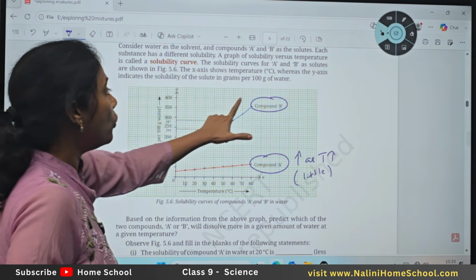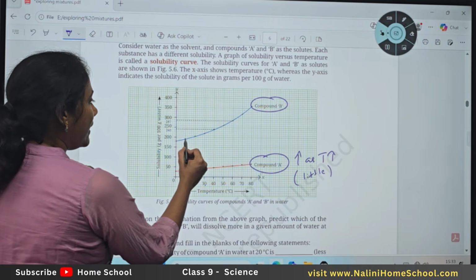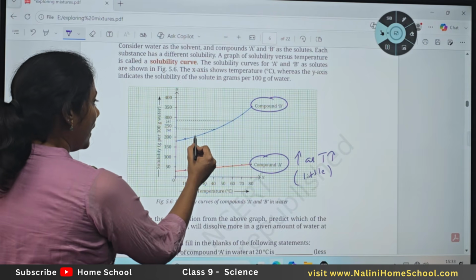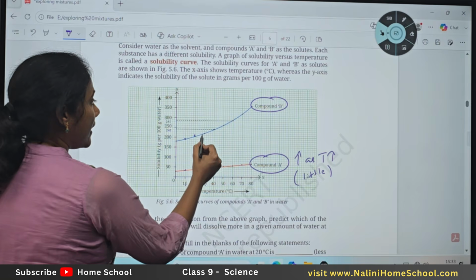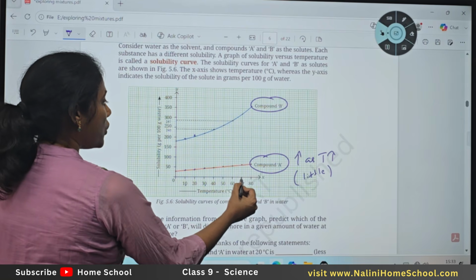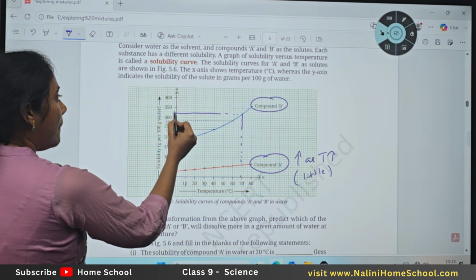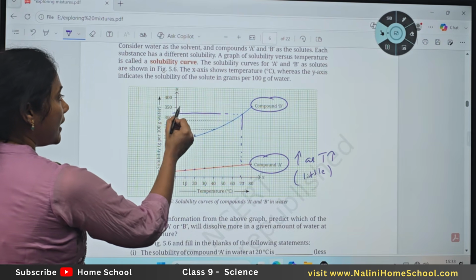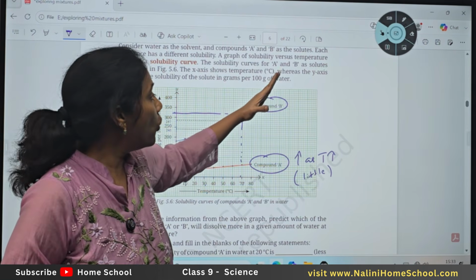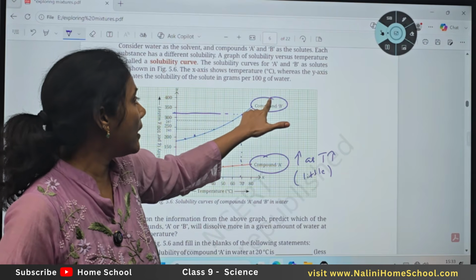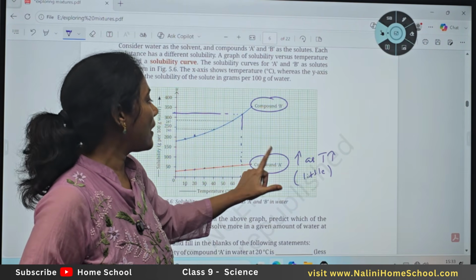Okay, but if you look at compound B, look here, the solubility was around 180 or something at 10 degree, but here the solubility is above 200 at temperature 20 degree, at temperature 30, but at temperature 70 degree, if you see, the solubility was almost above 330 or 320, isn't it? So here the solubility is increasing more as temperature increases. That you can observe with compound B, but solubility is very slowly increasing with compound A.